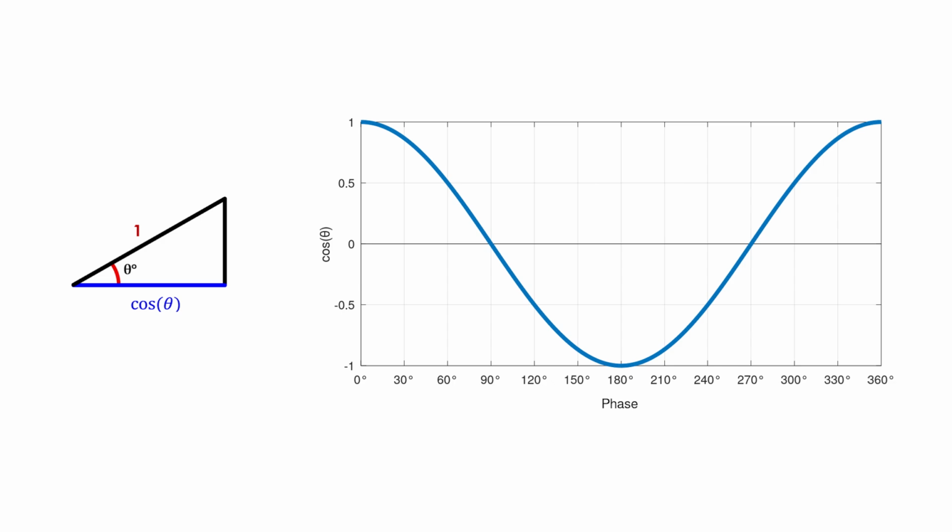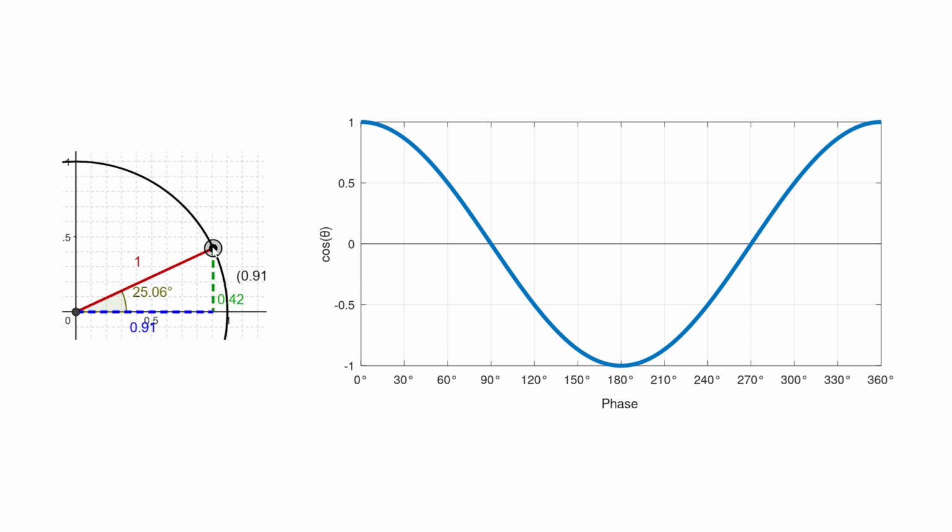Now, let's look at the plot of a cosine. Here, we can see that at 0 degrees, the adjacent leg is equal to the hypotenuse. So the cosine of 0 degrees is going to be 1. And at 90 degrees, the adjacent leg disappears. So the cosine of 90 degrees is 0.